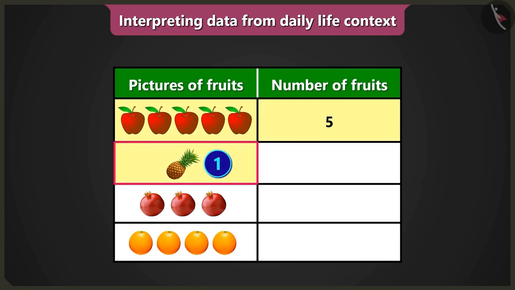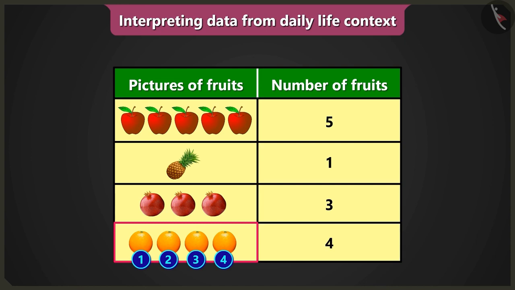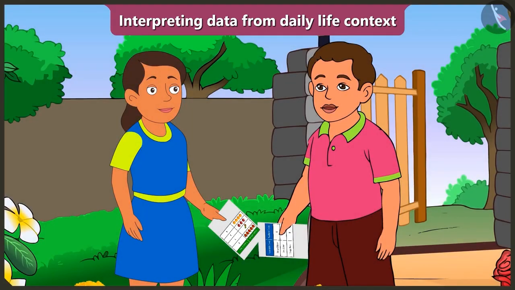Similarly, there is one picture of pineapple. So we have to write the number of pineapples, 1, in the column of number of fruits. There are 3 pictures of pomegranate. So we have to write the number of pomegranates, 3, in the column of number of fruits. There are 4 pictures of oranges. So we have to write the number of oranges, 4, in the column of number of fruits.